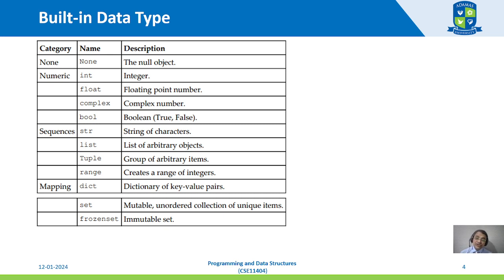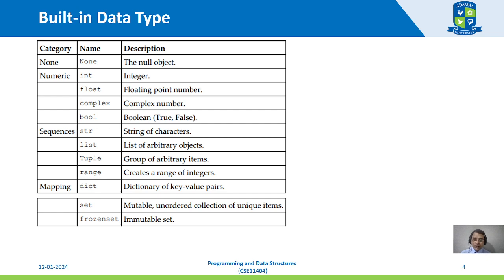Now range is another function which is frequently used in the loop concept, or else it can also be used to generate a random value using the random function, or else we can use the values within a particular range. So here we can see in the description it is mentioned that it creates a range of integers.